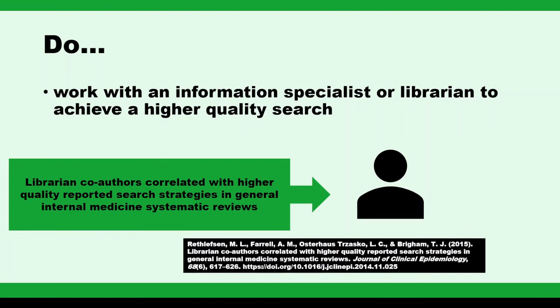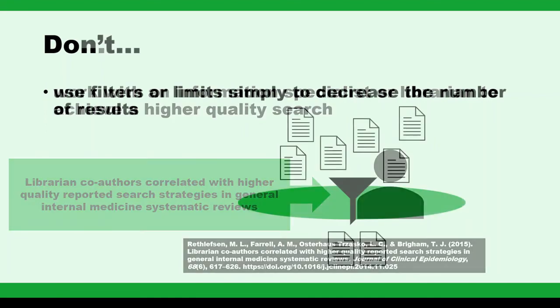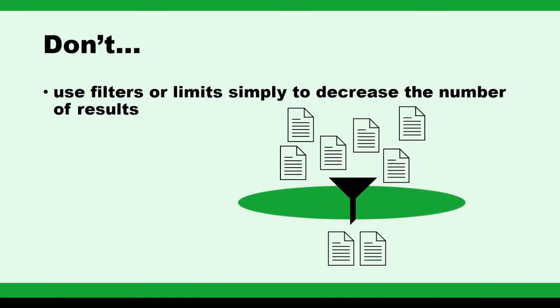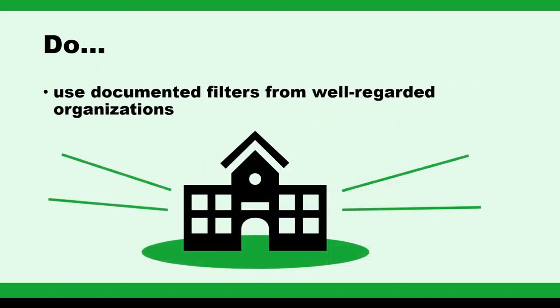So remember, don't use limits or filters without being able to justify the reason why you used them. In other words, don't use filters and limits simply to decrease the number of results and make less work for yourself and your team. This is not acceptable. Do use documented filters from well-regarded organizations like the Cochrane Collaboration, Intertask, and Flinders Filters if it is appropriate for the search topic. Always cite the filter and note if you adapted it.